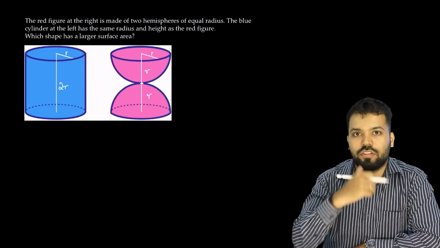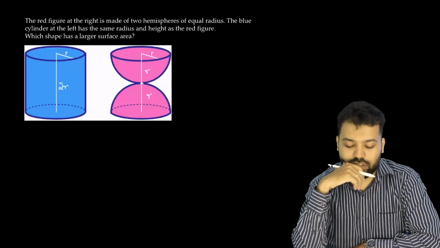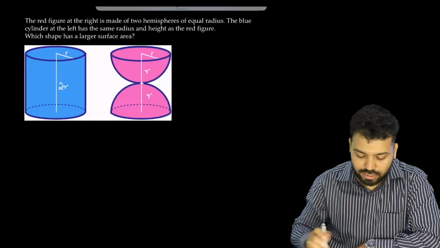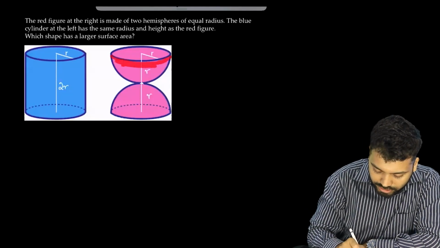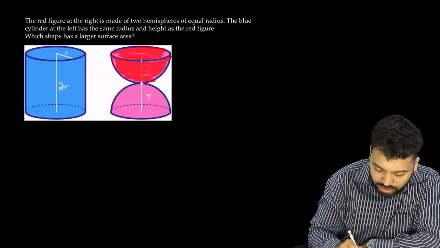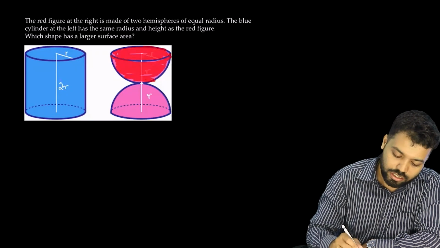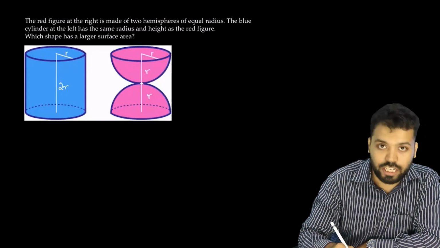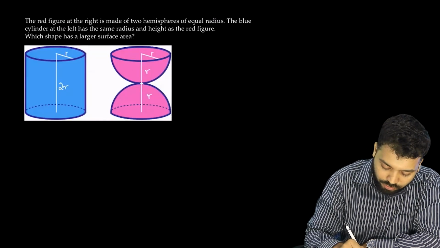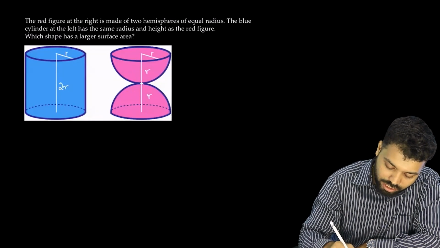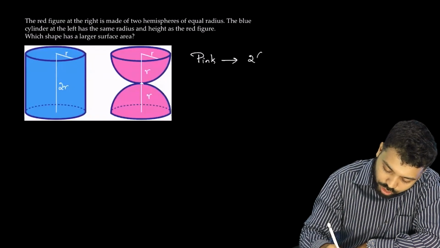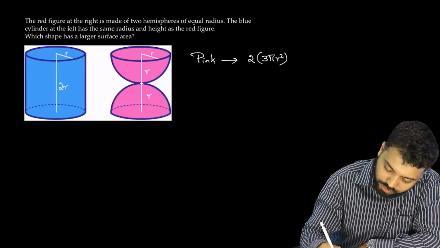That is with the base or without the base? Without the base. If you add the base, it becomes 3 pi r square. Yes, very good. Without the base, only the lateral surface area, it will be 2 pi r square. If I include the base, it is a circular base, another pi r square I have to add. So the surface area of a hemisphere is 3 pi r square. But we have two of them, one here and one here. So the surface area of this pink figure is 2 times 3 pi r square, which is 6 pi r square.